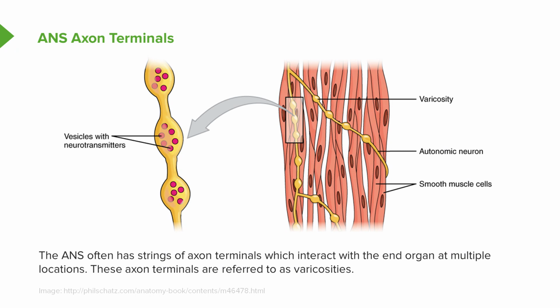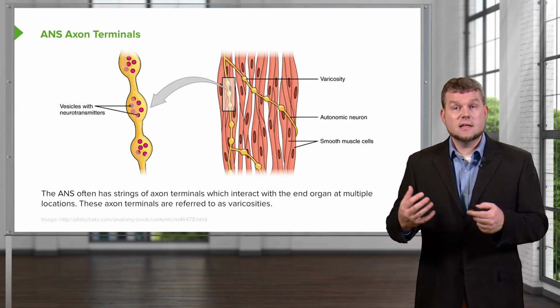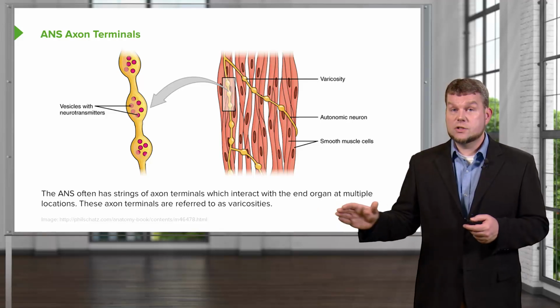Another difference with nerves in the ANS is that axon terminals are a little bit different. Instead of being a single axon terminal, where it kind of buds out and has a nice synapse with one particular locale, axon terminals in the ANS are oftentimes in bead-like strings. This allows for more widespread engagement of the peripheral tissue rather than just a single response. These particular axon terminals, also termed varicosities, will allow for more neurotransmitter to be released across that range of tissue.